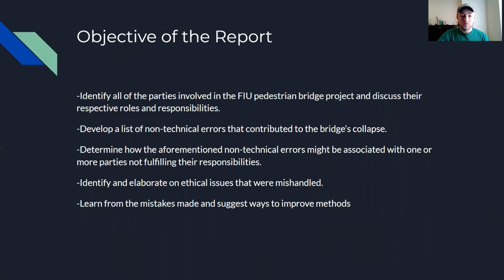Now, the objective of our report itself was to identify all the parties involved in the FIU bridge collapse and discuss their roles and responsibilities in the event. To develop a list of non-technical errors that contributed to the bridge's collapse, to determine how the aforementioned non-technical errors might be associated with one another, and identify and elaborate on the ethical issues that were mishandled, as well as learn from the mistakes that were made and suggest ways to improve the methods.